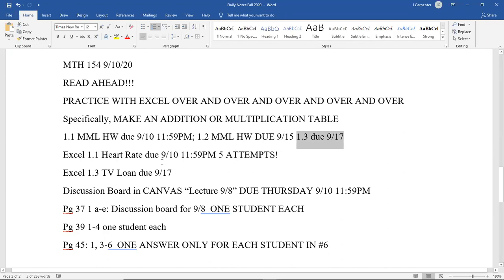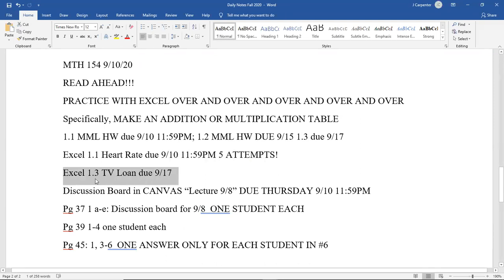Your heart rate Excel file is due today, 5 attempts. Someone actually pointed out that it said 6 via email, and yes, I did actually give you 6 attempts for this first one. I won't do that again. It will always be 5, but I did sneak in a free attempt for y'all since it's the first official one. The next Excel file that you will have to do is 1.3 TV loan.